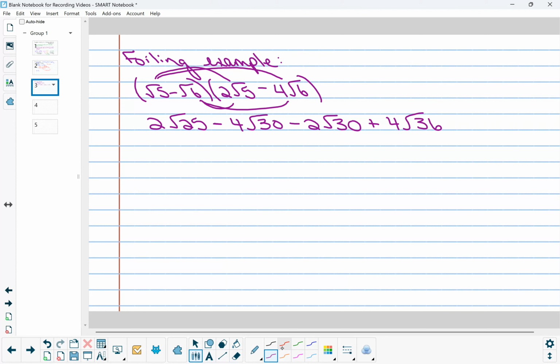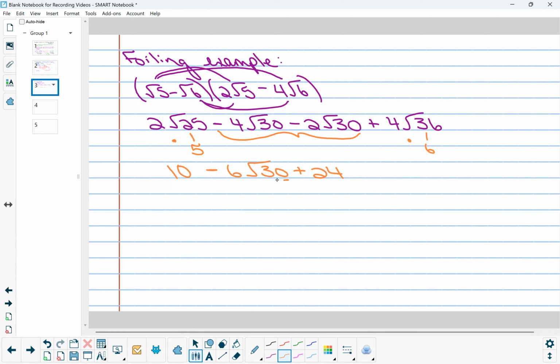Okay, so now I have to look to reduce anything I can, combine like terms anywhere I can. This is going to be a 5, so this is going to be a 2 times 5, so this is a 10. These are like terms I can combine, so negative 4 minus 2 is a negative 6 radical 30. A root of 36 is just a 6, so this is 4 times 6, so this is plus 24.